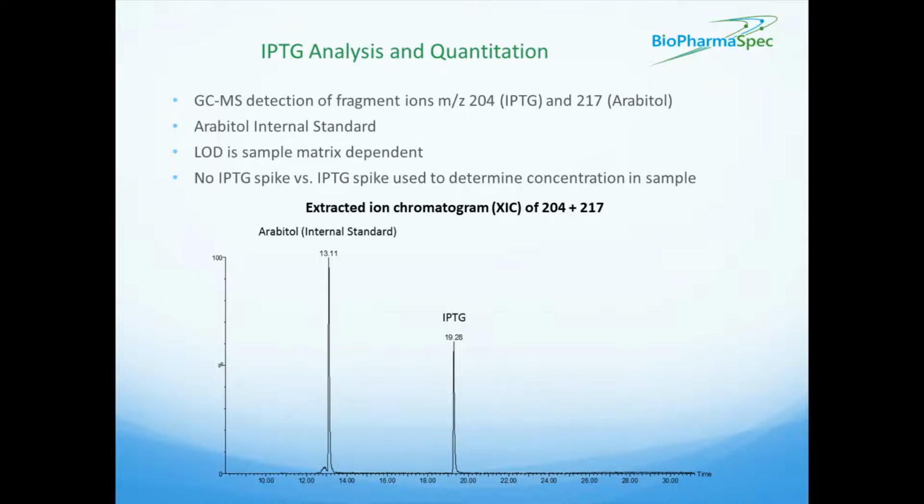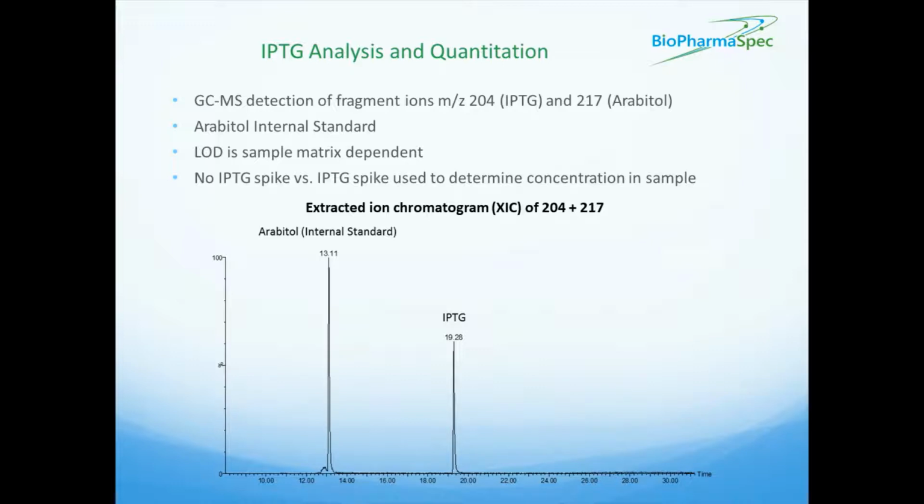IPTG is an inducer of gene expression that could find its way into a drug product if not removed by the purification steps. The structure is similar to a monosaccharide, and for that reason, we can use TMS derivatization and gas chromatography mass spectrometry, or GCMS, to analyze this compound. This mass spectrometric approach sequentially elutes sample components from a GC column into a mass spectrometer, which then fragments each component. And what we use to actually identify IPTG is a marker fragment ion.